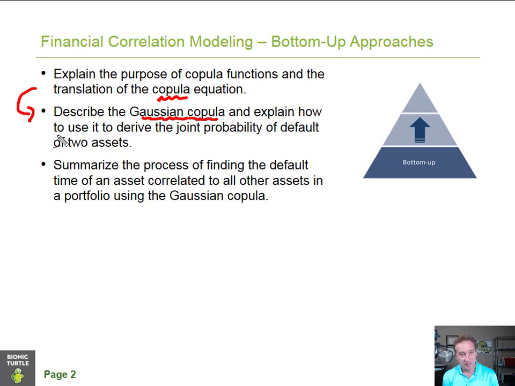So we have three learning objectives. First, explain the purpose of the Copula function and the translation of the Copula equation. Second, describe the Gaussian Copula in particular and explain how to use it to derive the joint probability of default of two assets. And third, summarize the process of finding the default time of an asset correlated to all of the assets in a portfolio using the Gaussian Copula. So first is the general Copula equation, second is the specific Gaussian Copula, and third is the application of the Gaussian Copula to estimating the default time.